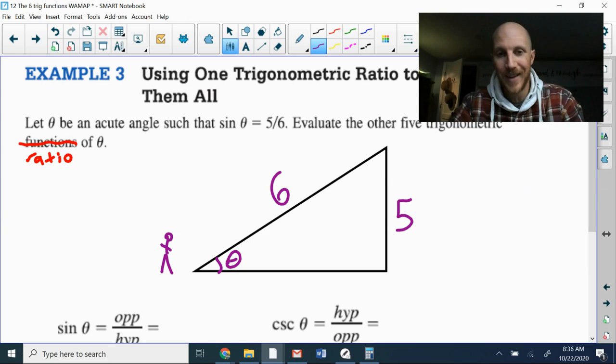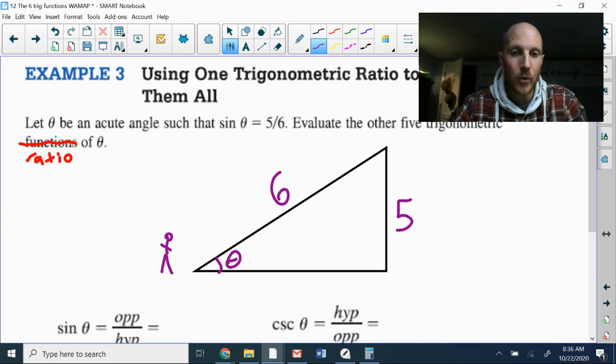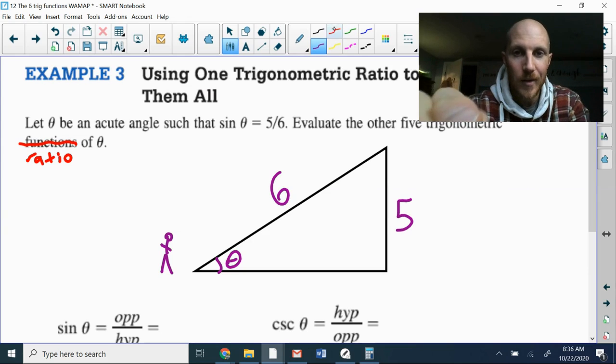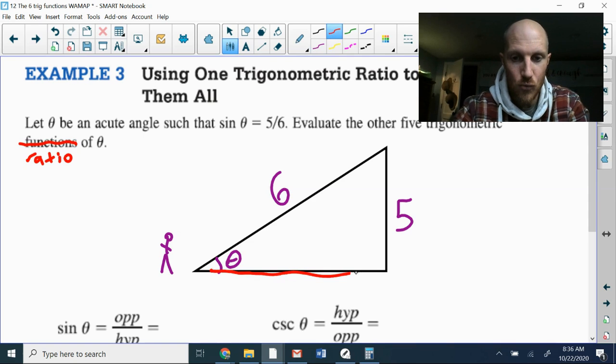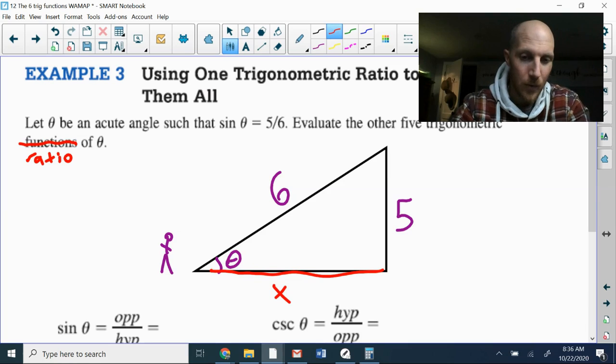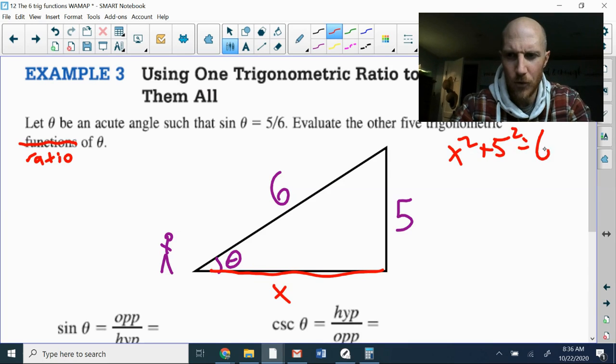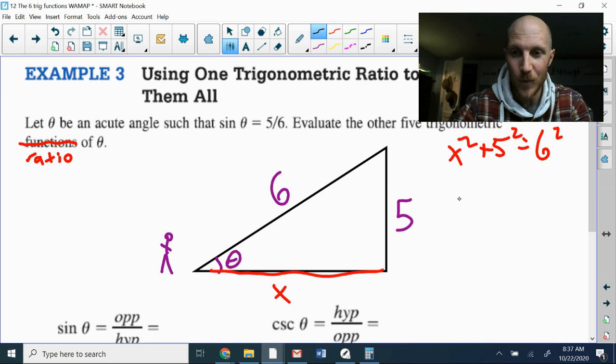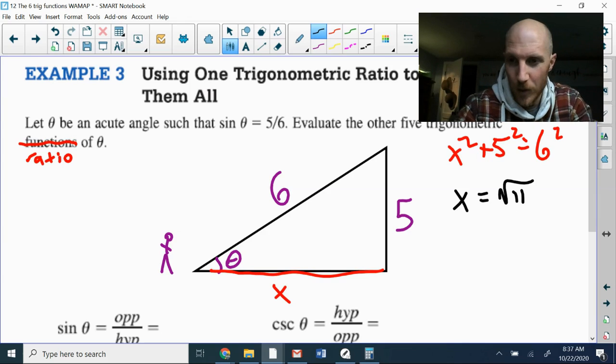And before I can find any of the other trig ratios, I will need to get the missing side length down here. All right, so I can call it x, and then I could use the Pythagorean theorem to find the length of x. Interestingly enough, we just did that problem as part of the do now. So we know that x equals the square root of 11 because conveniently enough, someone asked you to find that just a minute ago.